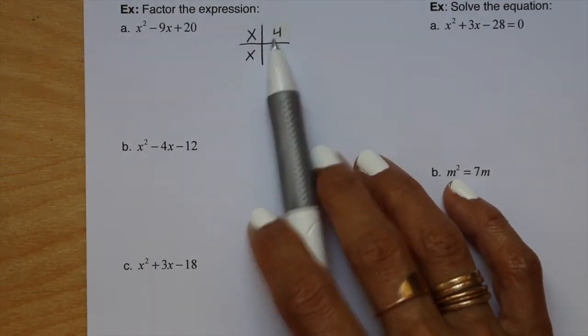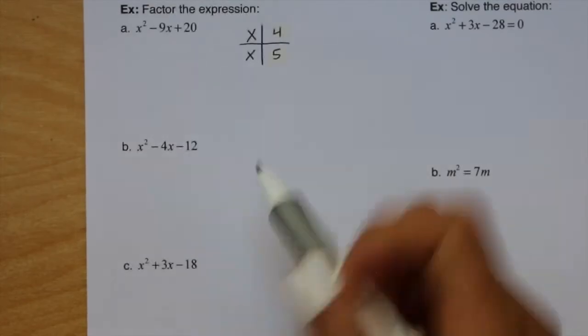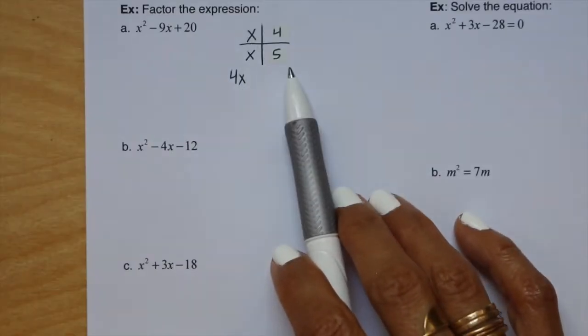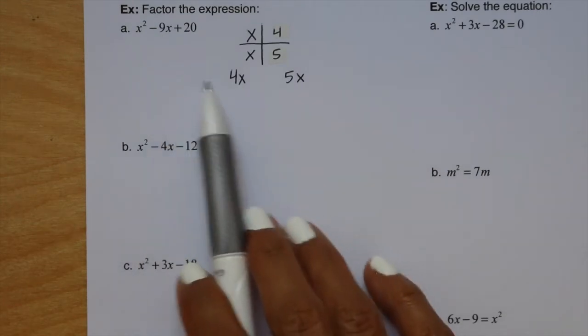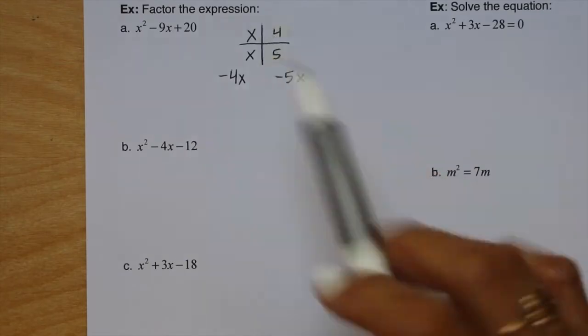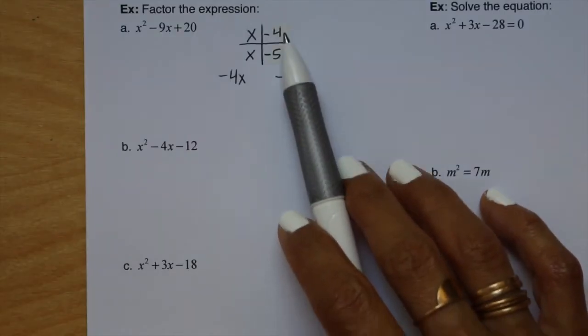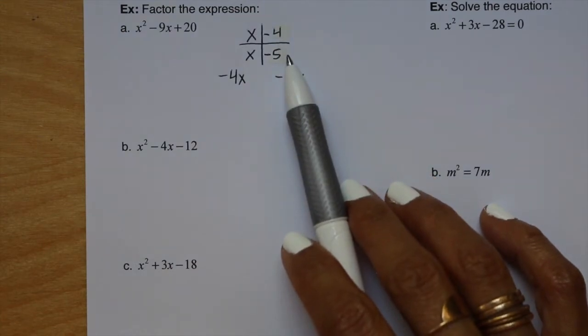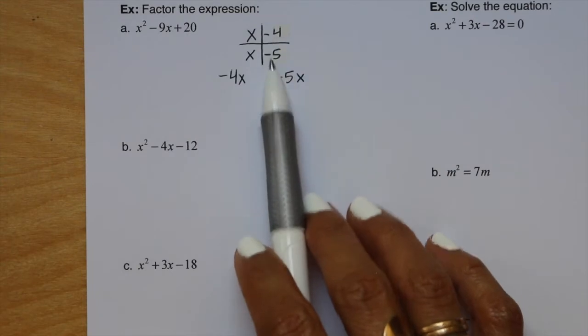Next it goes crisscross adds to the middle. If we multiply this, we get 4x, and when you multiply these, you get 5x. We need these terms to combine to this middle term, so they both need to be negative. So we take this negative and put it in front of the 4, and this negative in front of the 5. Before we keep going, we want to double check: does negative 4 times negative 5 in fact multiply to positive 20? It does. So our signs are good.